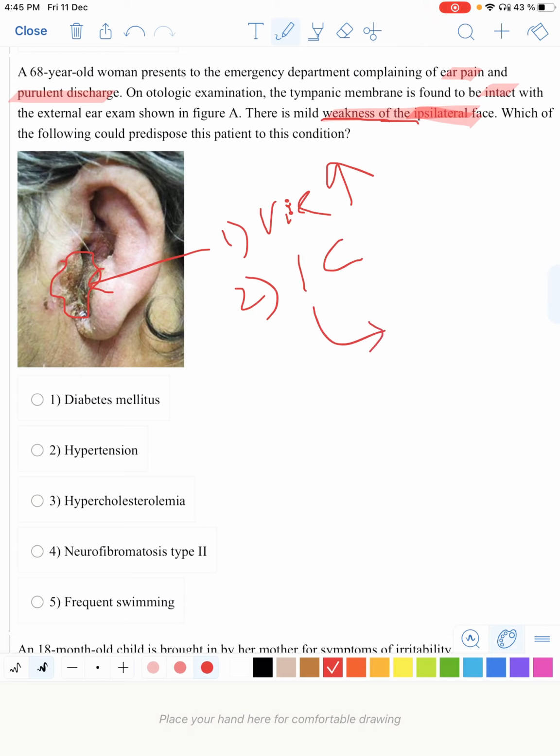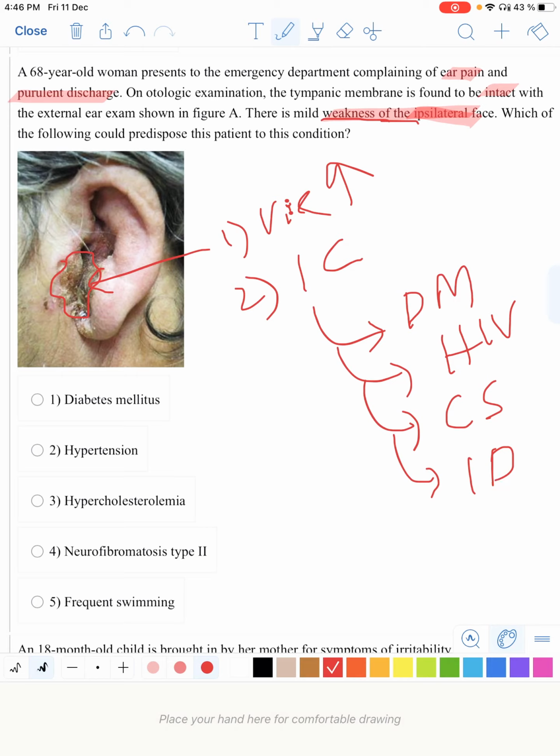So what other conditions? It may be diabetes mellitus. It may be HIV infection. It may be corticosteroid intake, or it may be some other immune disorders that make the patient's condition more vulnerable and more susceptible to infections. So we will go for the answers.